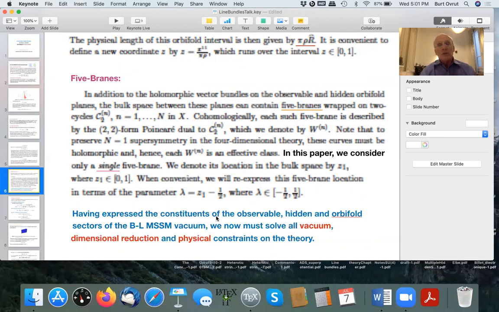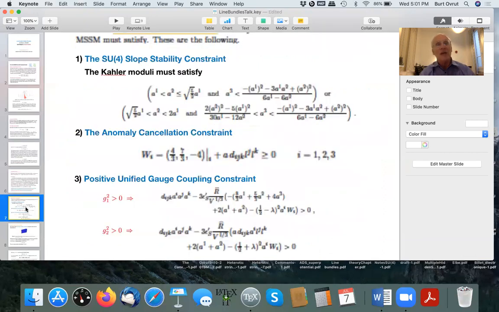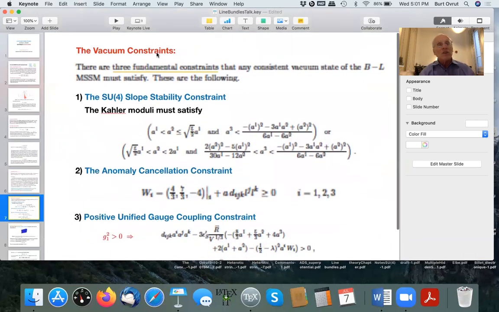So having discussed the constituents of this observable sector, a little bit about the hidden sector and also the orbifold sector, in this P minus L MSSM there are a whole bunch of physical constraints to make this realistic that we have to satisfy. I'll call them the vacuum constraints, then there are dimensional reduction constraints, and then I'll call them physical constraints on the theory. They're all physical constraints. These are things that you would want in a theory that is going to be realistic, and we're going to satisfy them. So let's start with the vacuum constraints. There are 3 of these.